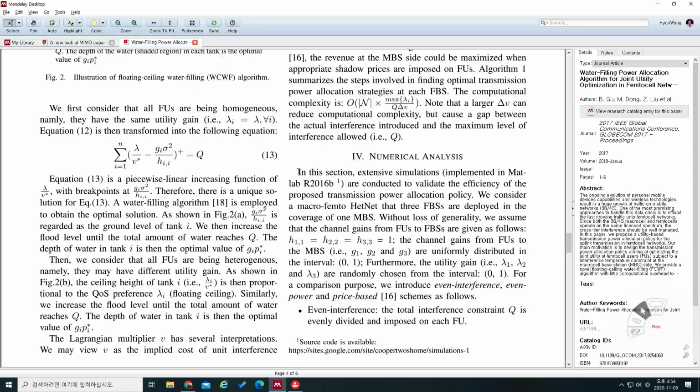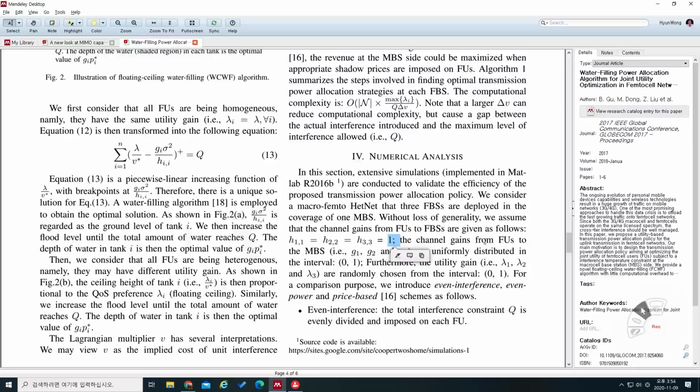Numerical analysis. In this section, extensive simulations implemented in MATLAB 2016 are conducted to validate the efficiency of the proposed transmission power allocation policy. We consider a macro-femto heterogeneous network with 3 FBSs deployed in the coverage of the MBS. Without loss of generality, we assume that the channel gains from FUs to FBSs are given as follows: H1,1, H2,2, H3,3 equal 1.